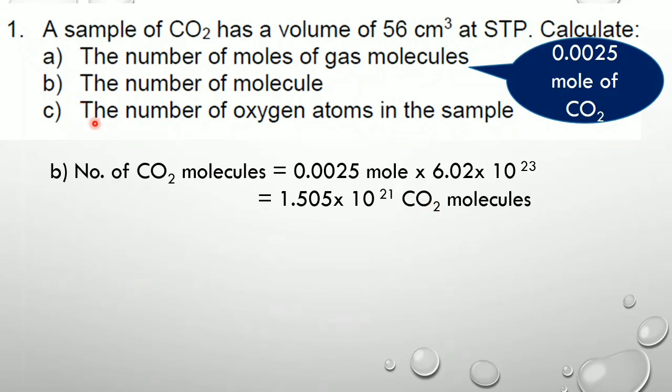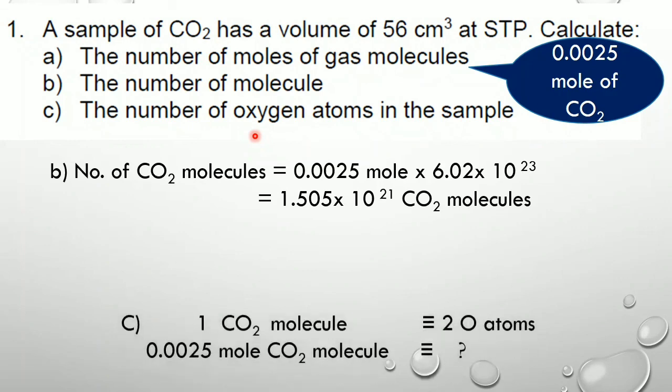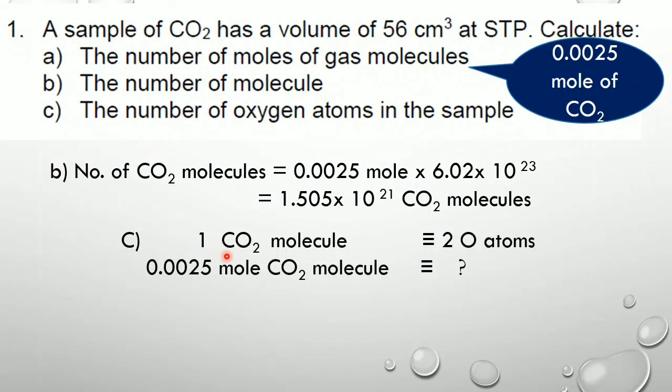And for part C, number of oxygen atoms. To find the number of oxygen atoms, we can use the number of mole of oxygen atoms multiplied by the Avogadro number. So now we need to find the mole of oxygen atom first. Based on the stoichiometry, 1 mole of carbon dioxide molecule contains 2 oxygen atoms. In the question, we have 0.0025 mole of carbon dioxide molecule. So it contains how many mole of oxygen atom?